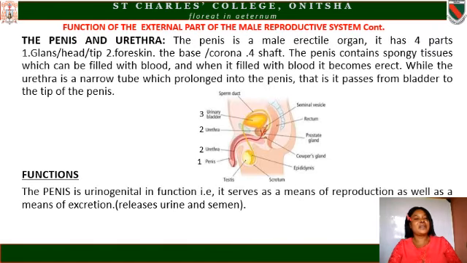Now, the next one is the penis and the urethra. The penis is a male erectile organ. It has 4 parts. 1, glans or head or tip of the penis.